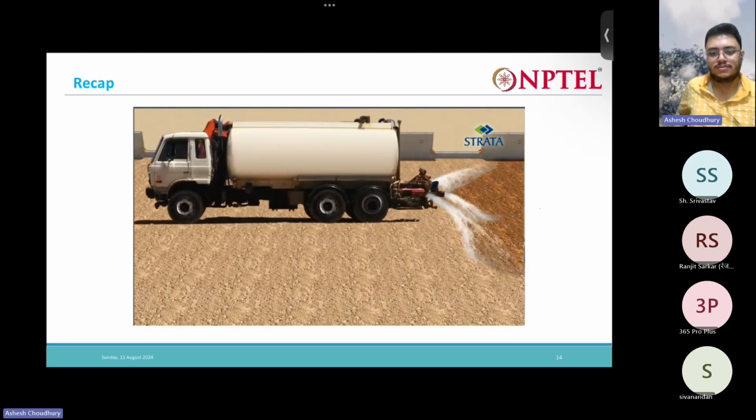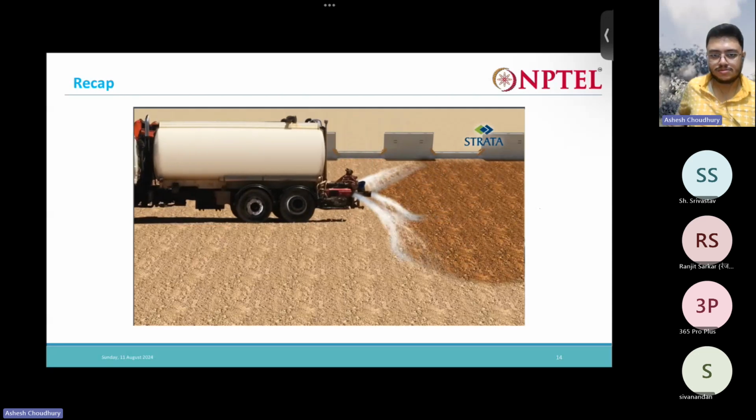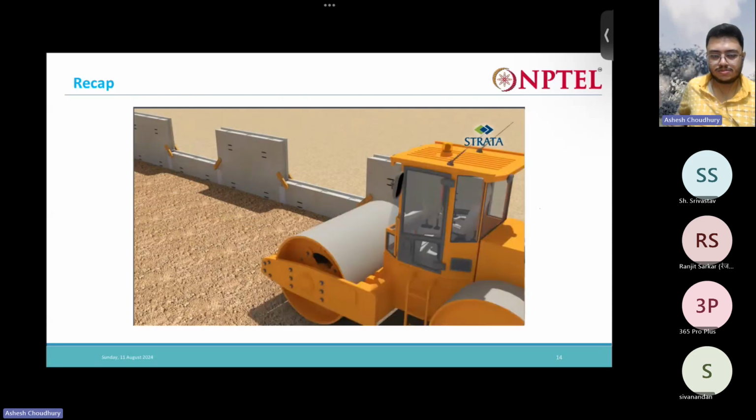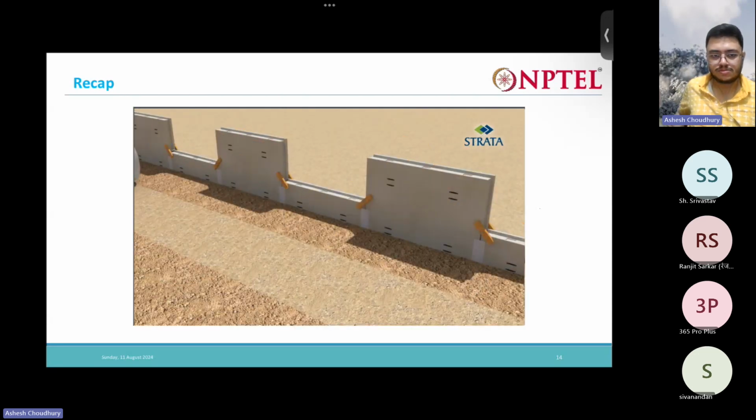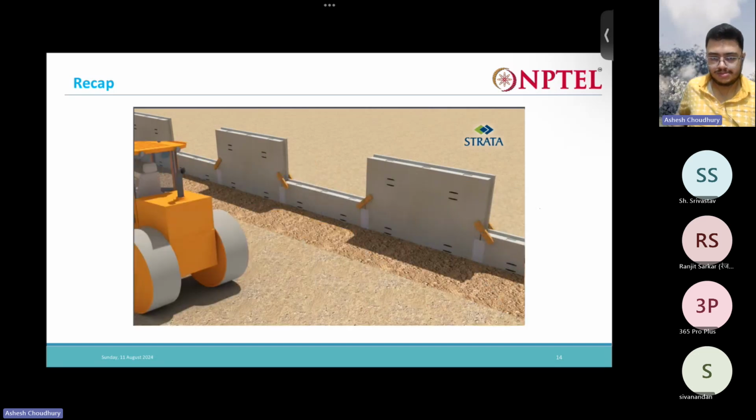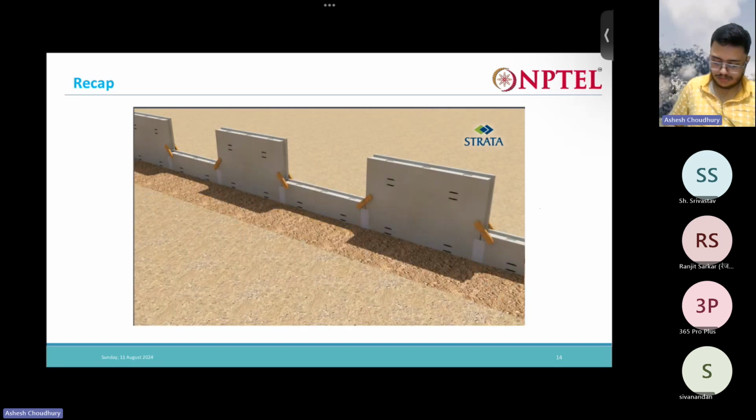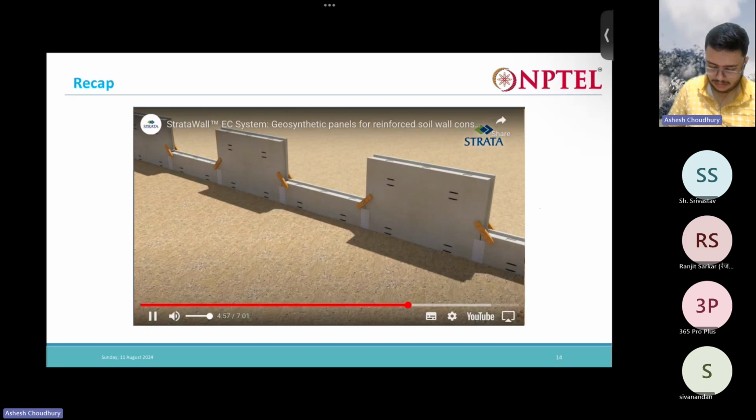Watering and compaction is carried out till the soil reaches required density. While a vibratory compactor shall be used to compact the soil matrix, only hand tamping with a light mechanical tamper shall be done within 1 meter of the panel.